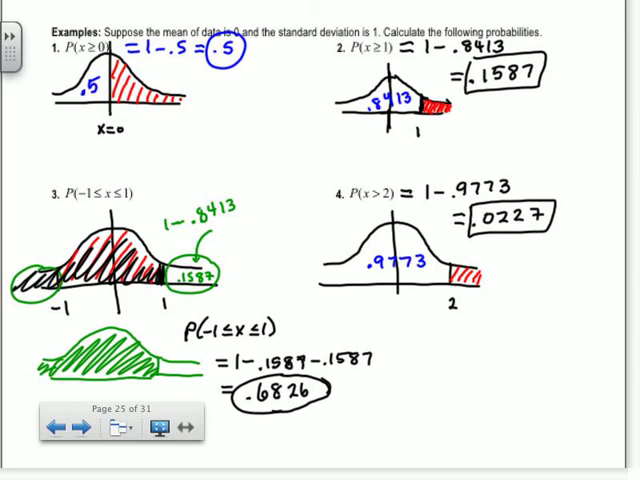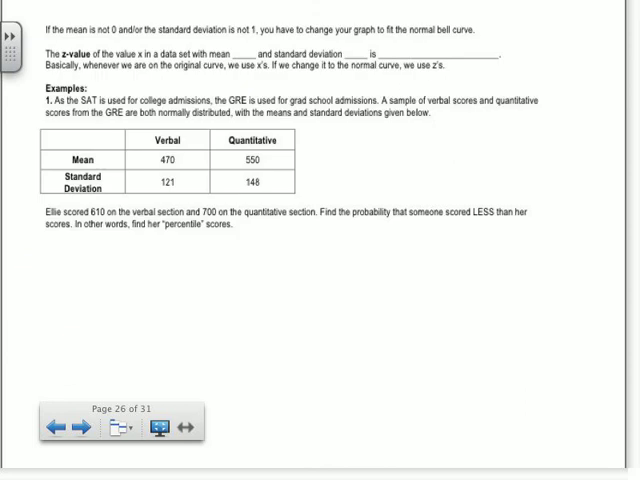All right, well, real life data doesn't always have a mean of 0 and a standard deviation of 1. So like I talked about before, if I asked you the average height of all the females in the United States, it's not going to be 0, right? You're not going to have a mean value of 0. So we would need to find that mean value and change it so that we can use this table. So if the mean is not 0 and the standard deviation is not 1, you have to change your graph to fit this normal bell curve that we've been using.